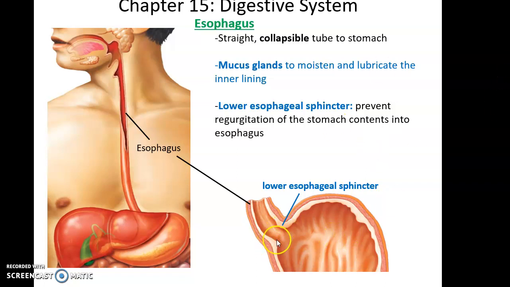At the very end, the inferior end of the esophagus, is a sphincter called the lower esophageal sphincter. This sphincter is very important. It prevents the contents of the stomach from going back up into the esophagus. We do not want that. We do not want the contents of the stomach to go back up into the esophagus.